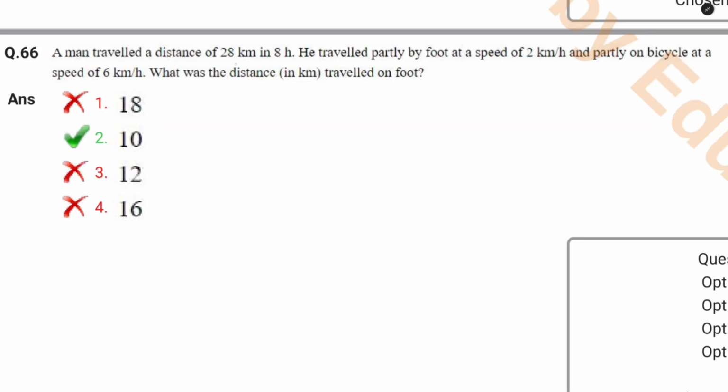A man traveled a distance of 28 km in 8 hours. He traveled partly by foot at 2 km per hour and partly by bicycle at 6 km per hour. So this is speed. So total distance from both will be 28 km. Total time will be 8 hours.